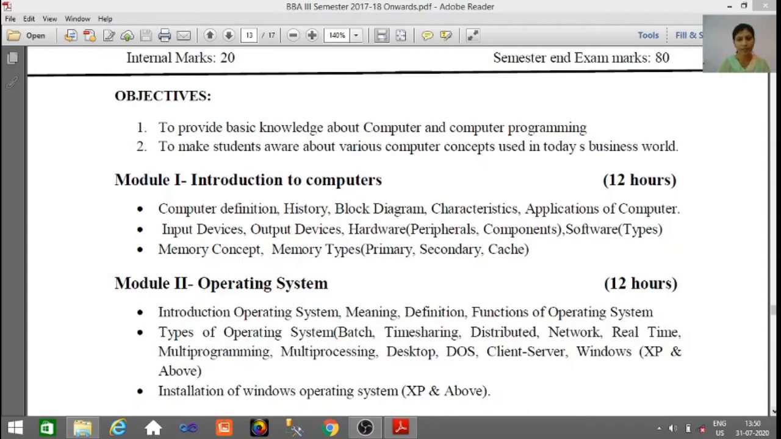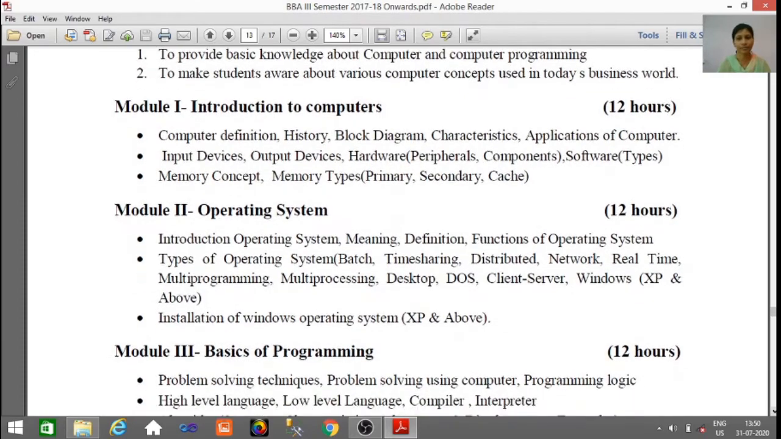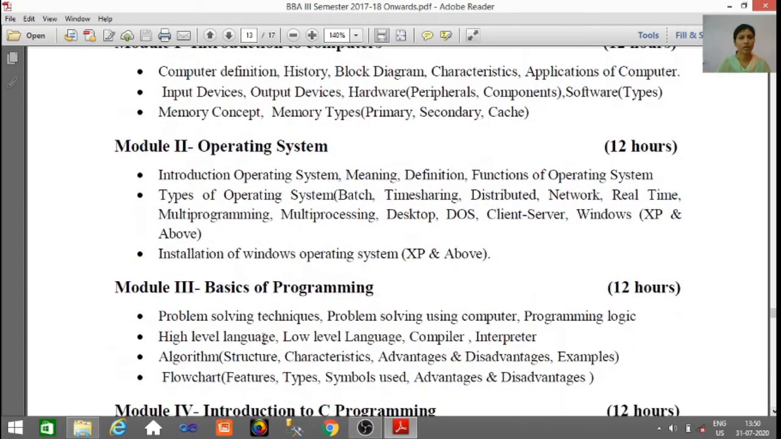Then second module is operating system. See here introduction of operating system, why we use the operating system, which are operating systems, we will study in this module. Then meaning, definition, functions of operating system, meaning how it will work, what is the use of that, how it will cooperate with the system. Then types of operating system, there are some different types of operating system we will see in this.